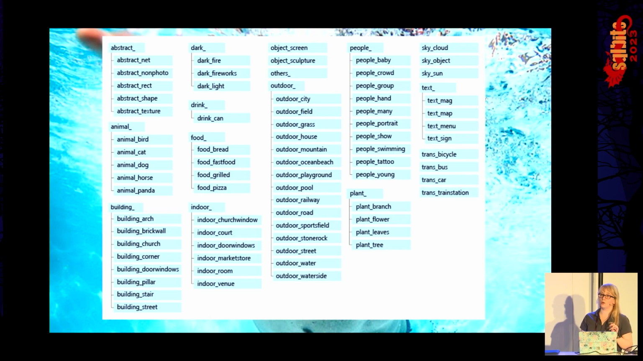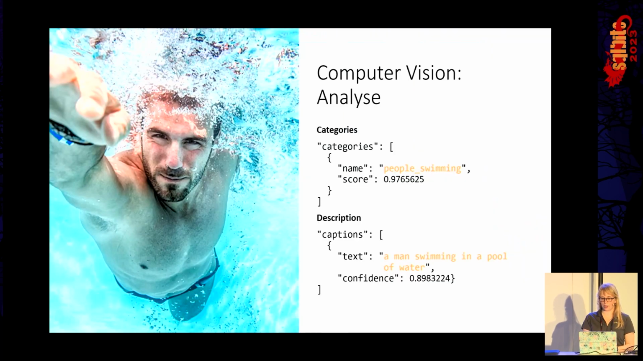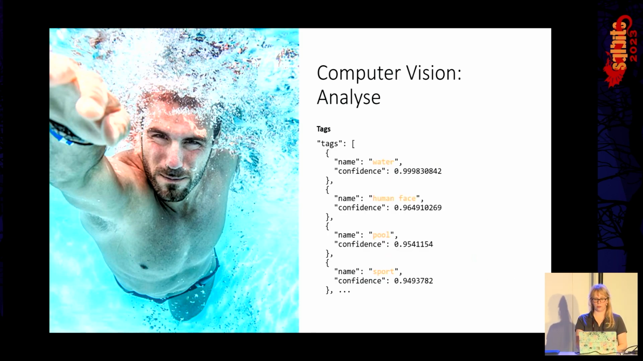And next, it can understand the whole picture or photo. So if we look at this photo, we can think about what it's showing us. And there are main groups that computer vision can go with. So it can go with abstract, animal, outdoor, and other stuff, and put them into our tags and description. So based on this picture, the computer vision comes back with people swimming, and it's 97% sure of that. And as well, a man swimming in a pool of water, and it's 89%. So it's pretty good, and it's telling the right one.